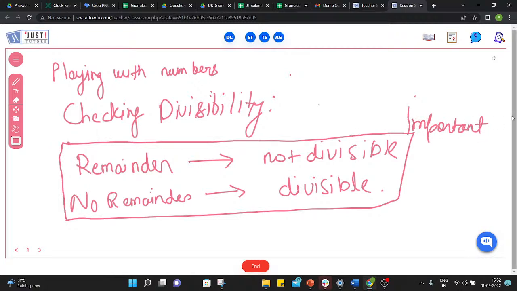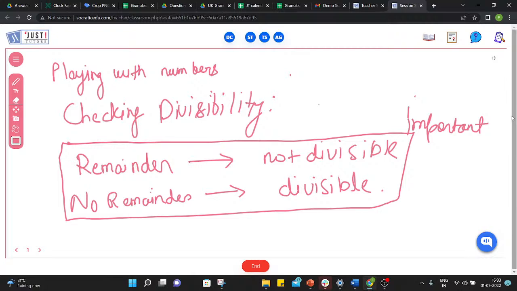You have to understand this. If we are getting a remainder, that means it is not divisible. If we are getting no remainder, that means it is divisible. So you have to keep this in mind, how to check the divisibility of numbers.